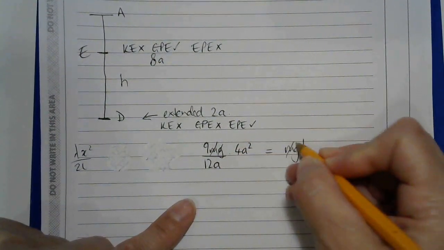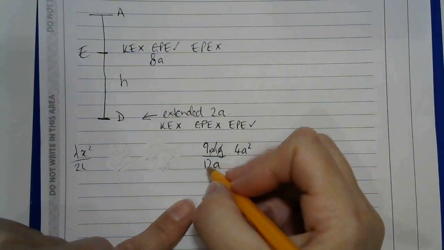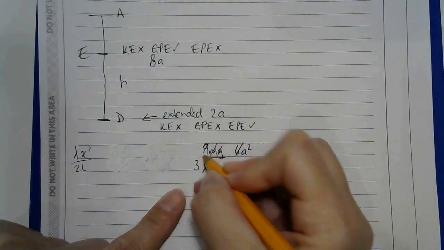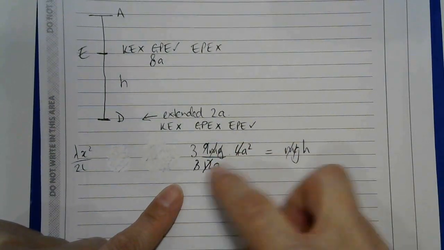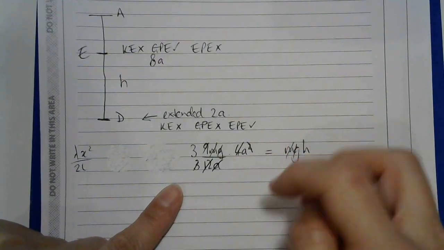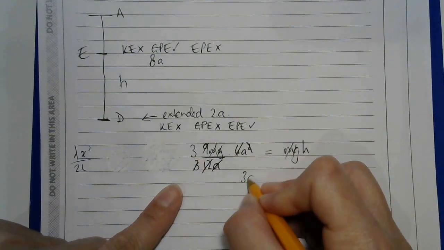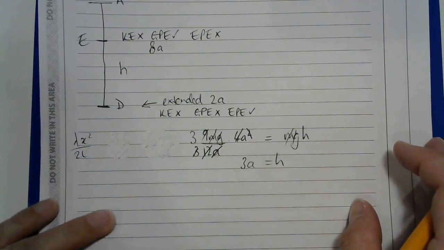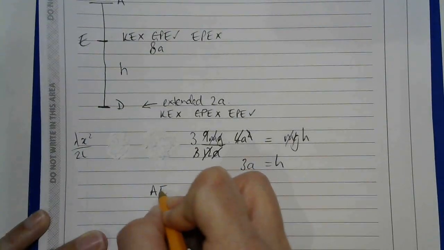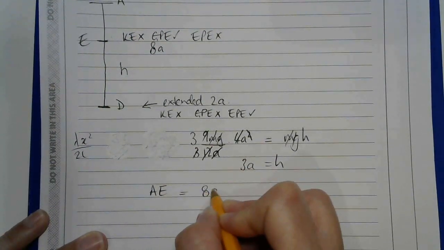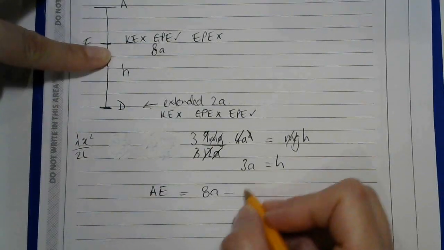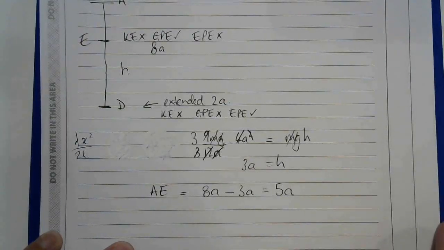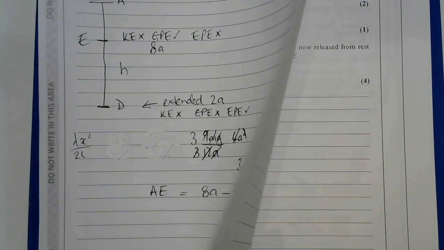Here I can divide both sides by mg. Here I top and bottom can divide by 4. 9 and 3 divide to give me 3. And a squared divides by a to leave me with a, so I end up with 3a is h, and then the distance that they actually want is AE, which will be 8a take away h, which will leave me with 5a. Okay, so that is the last part of the question.